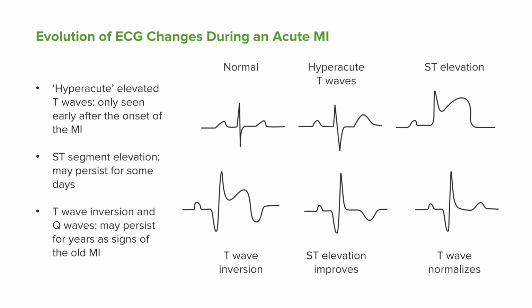The evolution of ECG changes during an acute MI. So this is a normal ECG. Then we have a hyperacute T wave. The T wave you can see becomes more upright. Then we have ST elevation, followed by the presence of a Q wave. Then the elevation settles down and the T inversion comes, and later on the T inversion also settles down. If the Q wave is persistent later on, then that means it is an old MI and the myocardium is dead.